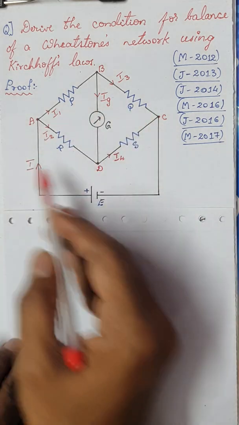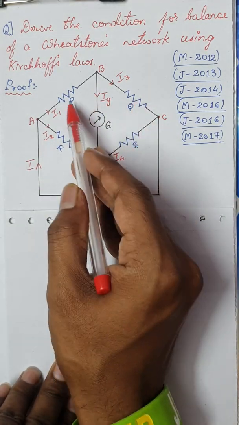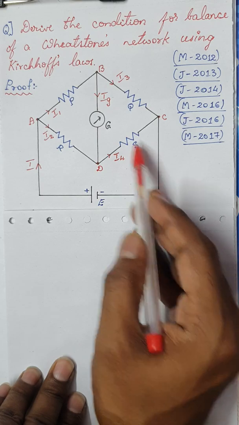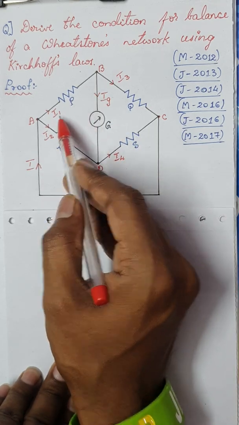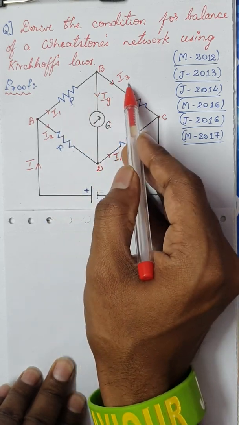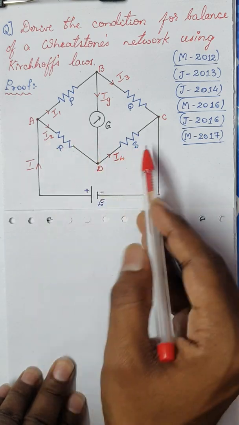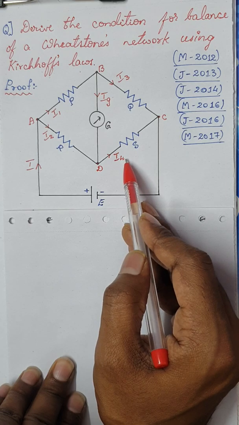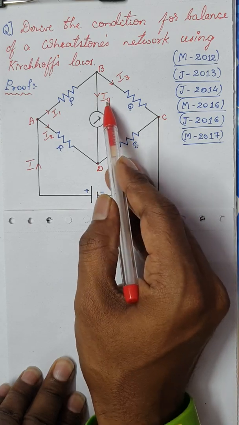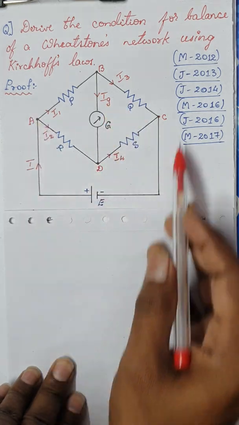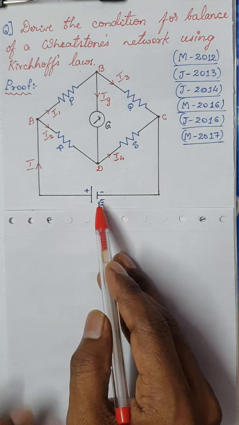Right, so I've taken the Wheatstone network. I've taken resistances P, Q, R and S. The current along P would be I1. Current along Q would be I3. Current along R I'm taking as I2. Current along S is I4. This is a galvanometer and the current passing through it is IG. And this is a voltage supply.